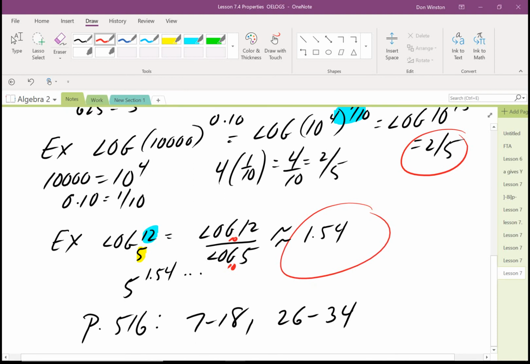And to verify, I could take 5 and raise it to the answer I just got, and that would equal 12. Okay, so there you go.